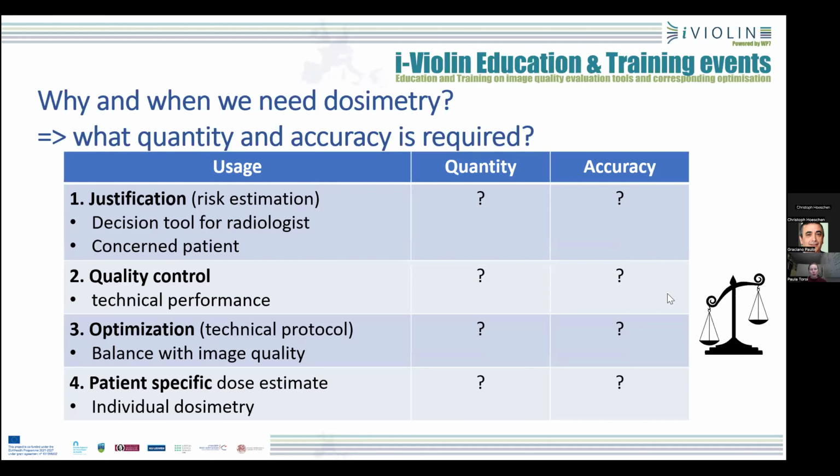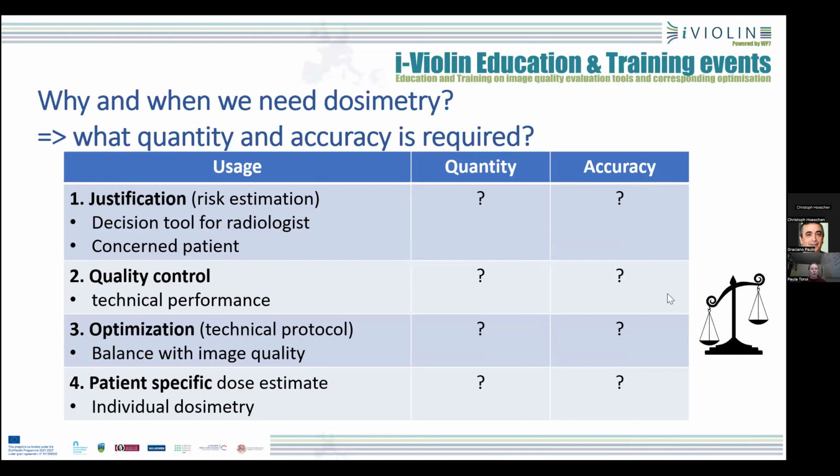So we may have to make sure that our X-ray system is really operating correctly. And for this purpose, we also need dosimetry. We need to make sure that the technical performance of the system is acceptable. The third level is the optimization.